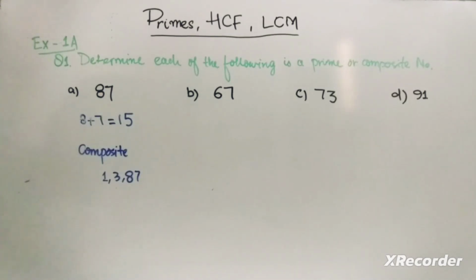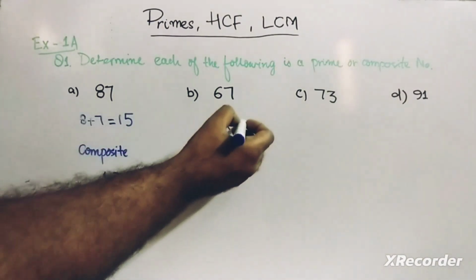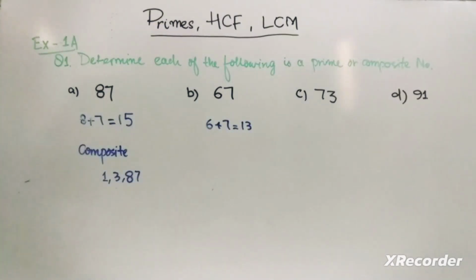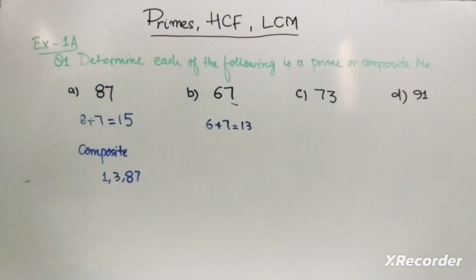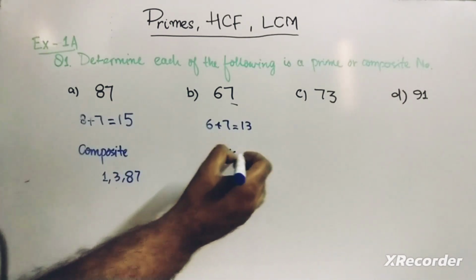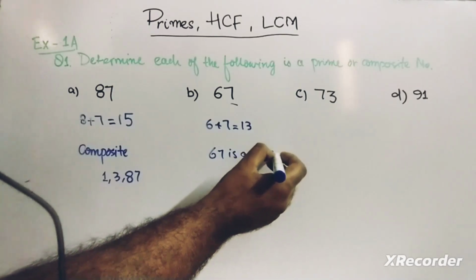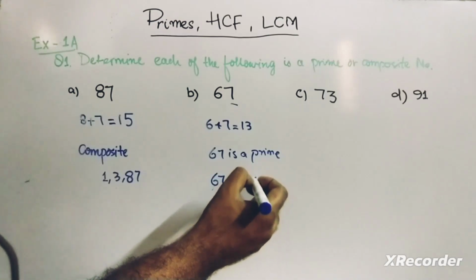Now part B, 67. In 67 the last digit is 7, which is an odd number, so it is not divisible by 2. Similarly, when we add these two digits, it gives us 13, which does not come in the table of 3. The last digit is not 5 or 0, and it does not come in the table of 7. So we can write 67 is a prime number. Why? Because 67 has only 2 factors, that is 1 and 67.